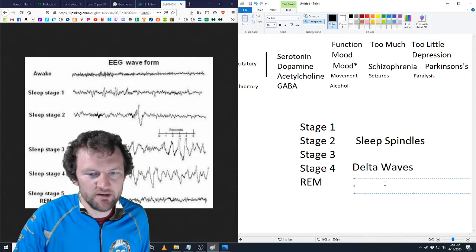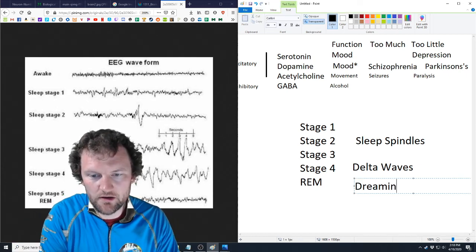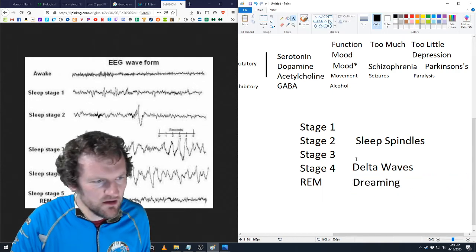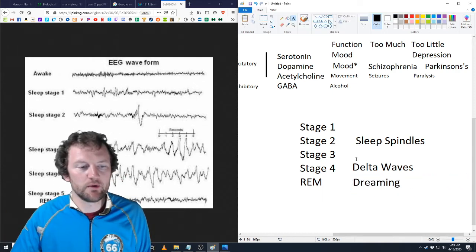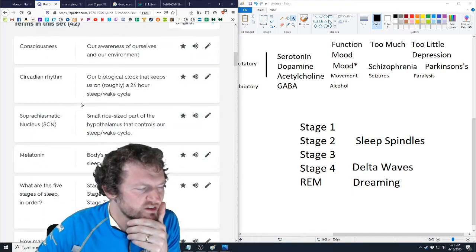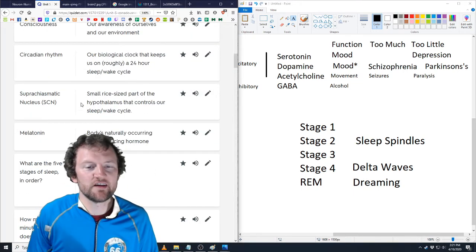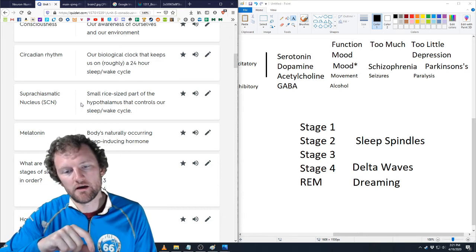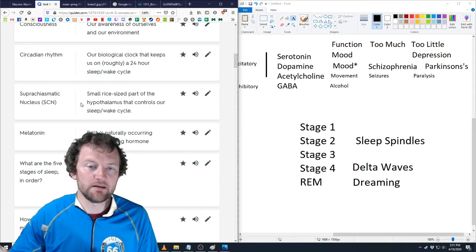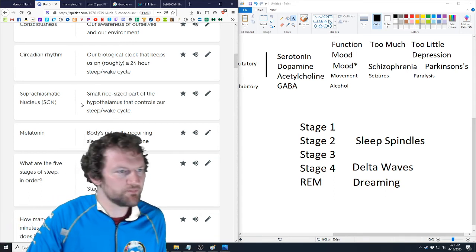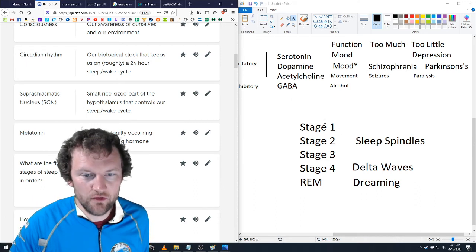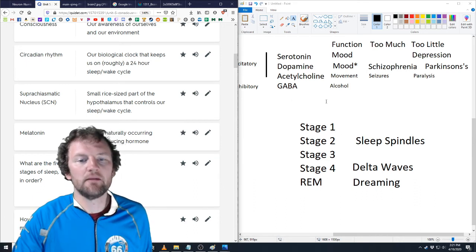REM, rapid eye movement sleep, it's the only one where you dream. So it's the one where you are dreaming, and it's rapid eye movement REM sleep because your eyes are literally jolting back and forth very rapidly. Circadian rhythm is your body's natural sleep-wake cycle, so that's your cycles of every 24 hours, every day, you go through sleeping and waking, and then roughly every 90 minutes, you'll go through all of these stages. So you'll go through 1, 2, 3, 4, REM and back.